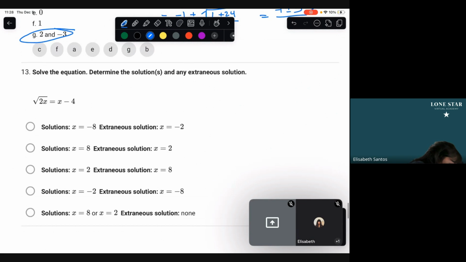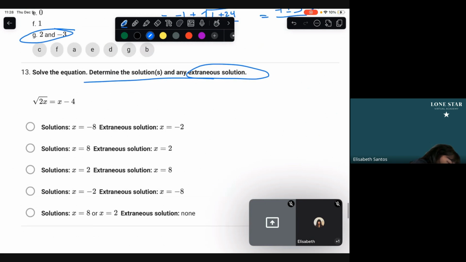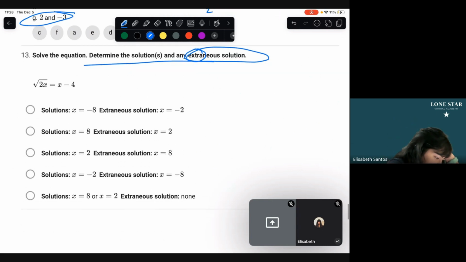Okay, so next one, solve the equation, determine the solution and any extraneous solutions. Extraneous means the extra one, the one that doesn't fit. That's useless to us. So we'll start with the square root of 2x equals x minus 4. And what we're trying to do is solve for x.